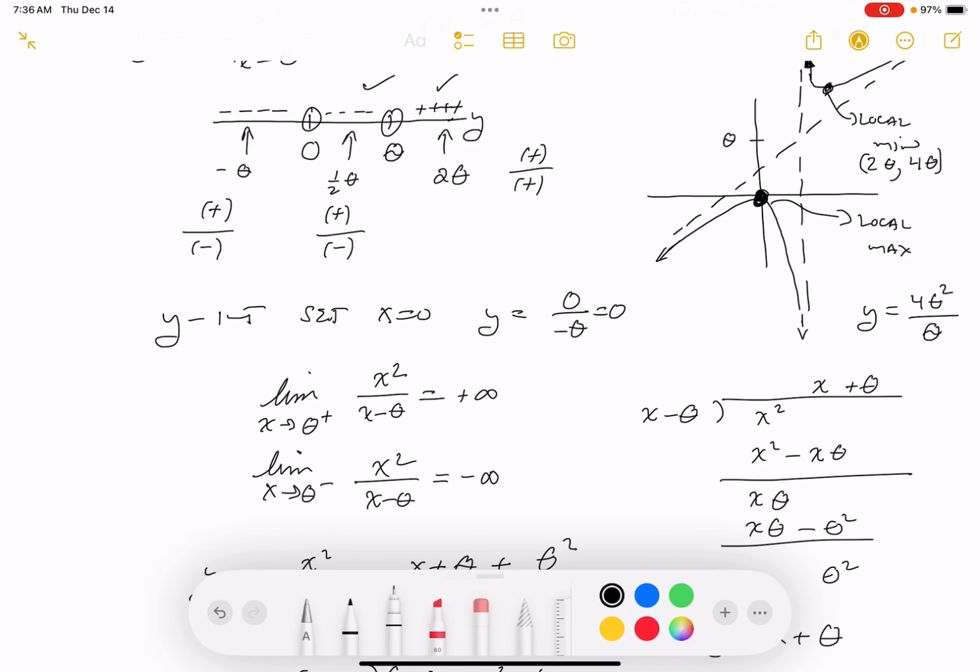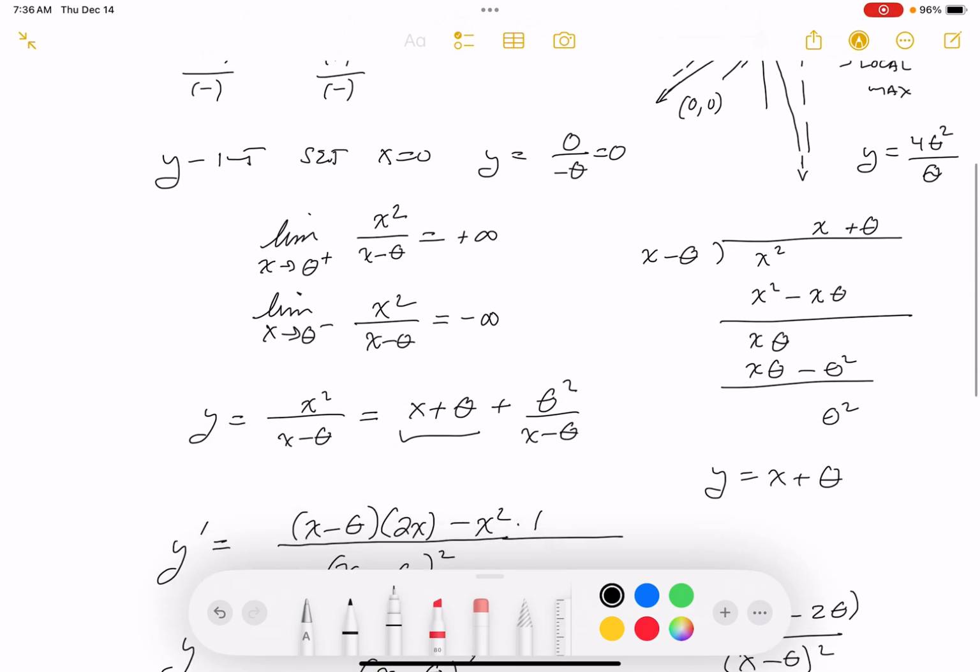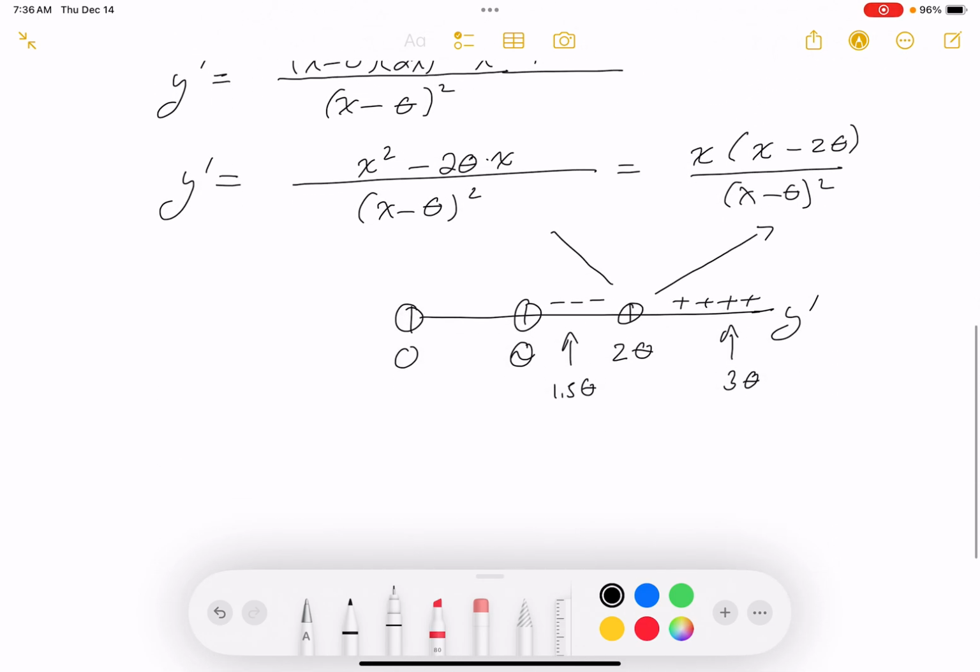All right? Now this one, I think it's kind of obvious, but I still want to go through it. I think it's obvious it's (0, 0), and that's a local maximum. This is a local minimum over here. Let me see if I can do that over here and take a point between 0 and theta. I'll say 0.5 theta.